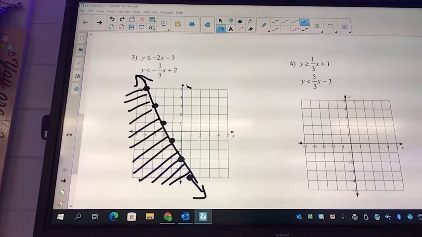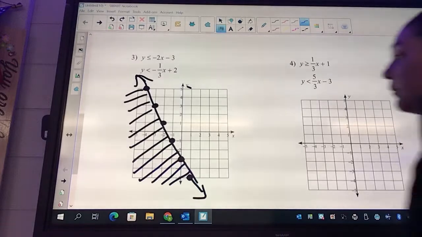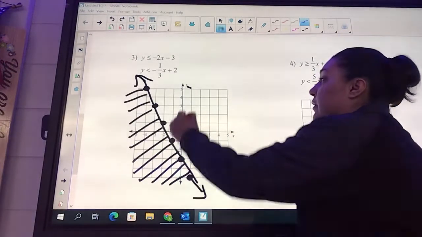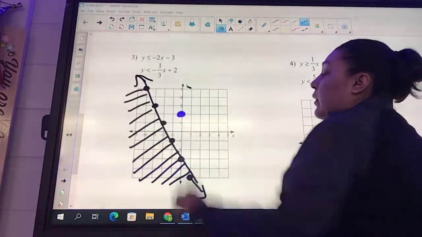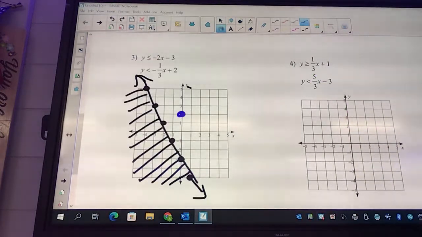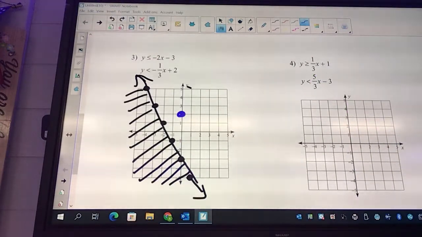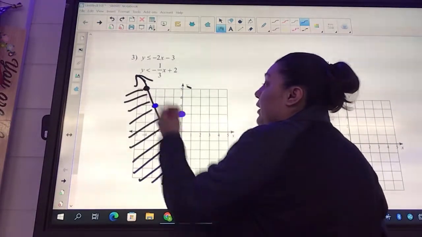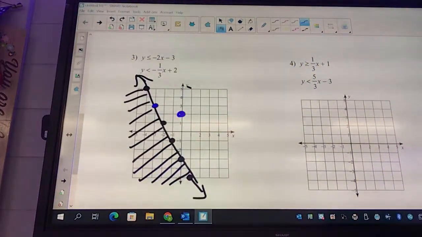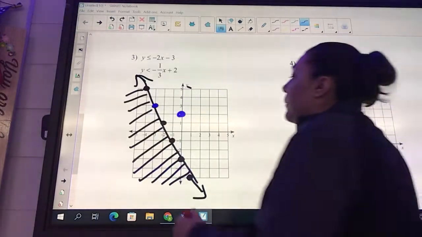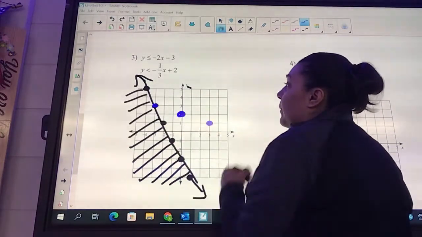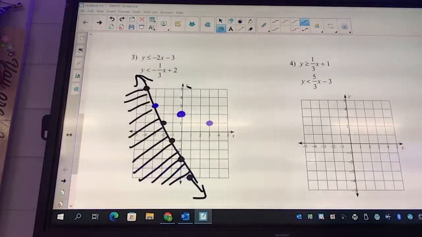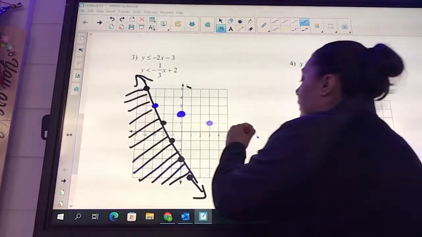Okay, the second line, where does it start? Positive 2. What is its slope? 1 over 3. So you're going to go up 1 over 3. And you can see that intersection point. And that's what we were doing before, just without shading. Okay? Or you could go down 1 over 3. That one should be a dotted line.